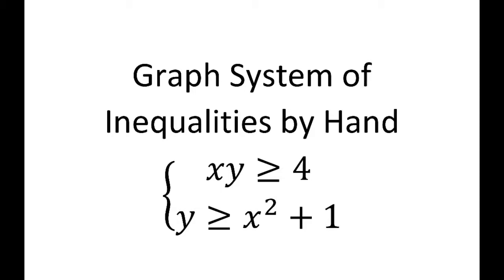Everyone, we're going to graph this system of inequalities by hand. I want to solve this first one for y. So I'm going to divide both sides by x, and you get 4 over x. This is a rational function, so that should be easy to graph. So let's graph both of these. The first one we had is y is greater than or equal to 4 over x.